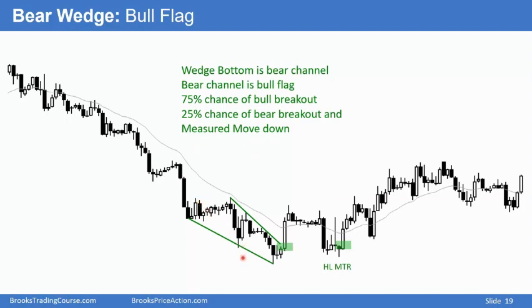And a bear channel is a bull flag. 75% chance you'll get a bull breakout. Only a 25% chance you'll get a bear breakout and then a swing down for a measured move. A bull breakout does not mean bull trend. It simply means a break above the top of the channel. It could result in a trading range, as it did. But once it enters a trading range, then traders will look for a major trend reversal, which we got.